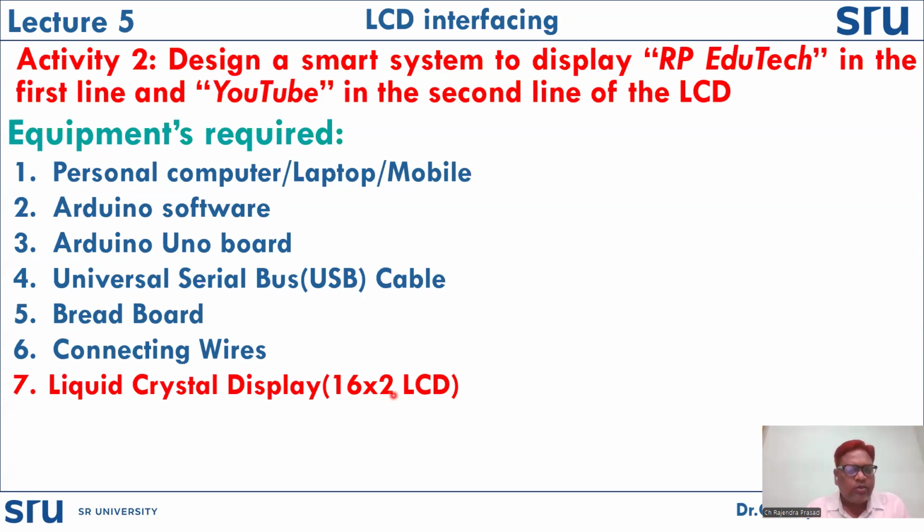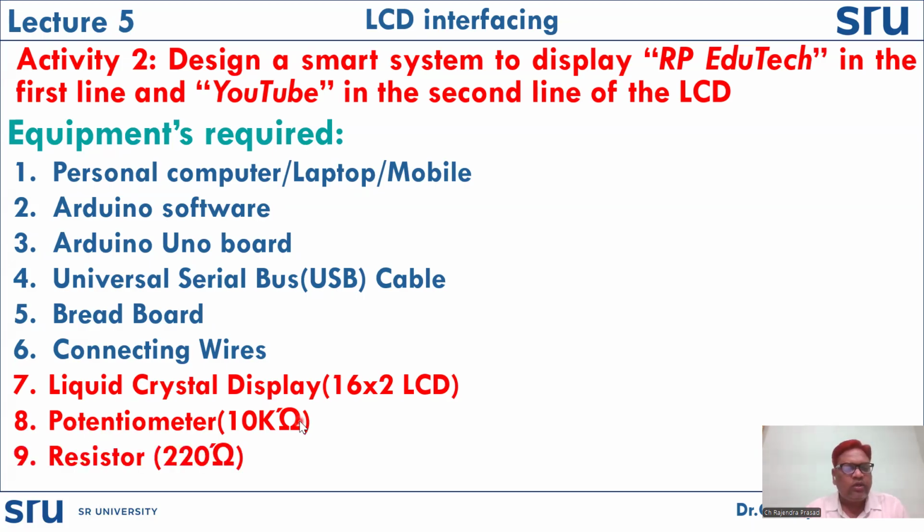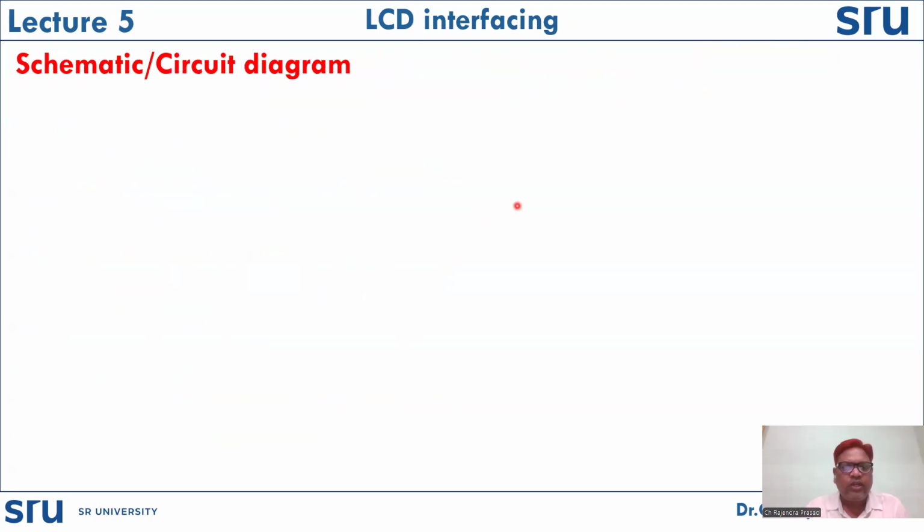Another component is a 10 kilo ohm potentiometer that I am using here, and a 220 ohm resistor is also used for this application. These are the components required for this activity too. Now, when you want to design any system, first we need to know the schematic diagram of that system. First, we will draw the schematic diagram or circuit diagram.